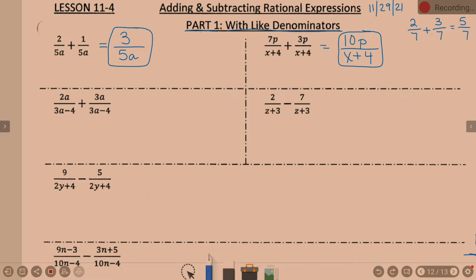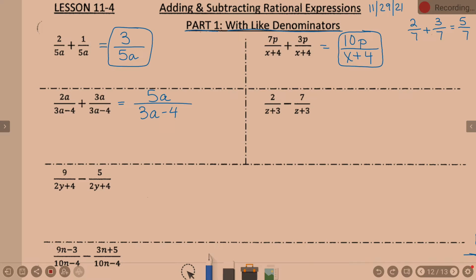Okay, next. 2a over 3a minus 4 plus 3a over 3a minus 4. 5a over 3a minus 4. 2a plus 3a is 5a, keeping the denominator of 3a minus 4. Same question I'm going to ask all day long. Am I done? Or does it reduce? I don't think so. No. The next problem will, though. No, it does not.